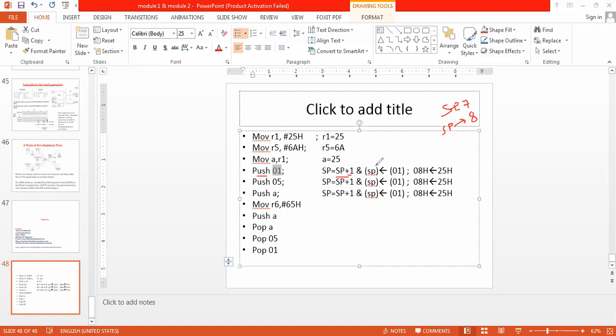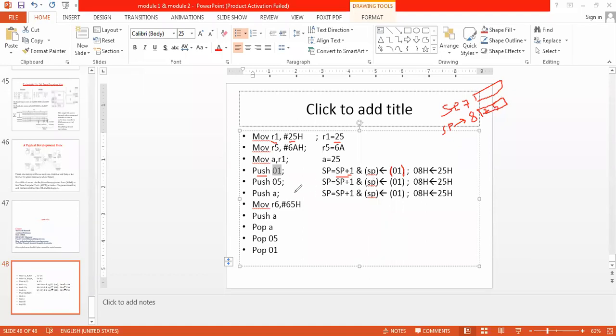So inside 08, what will be stored? Whatever is inside 01. What is there inside 01? Inside 01, the 25 value is there. So what will be stored inside the 08 address? It will be 25.